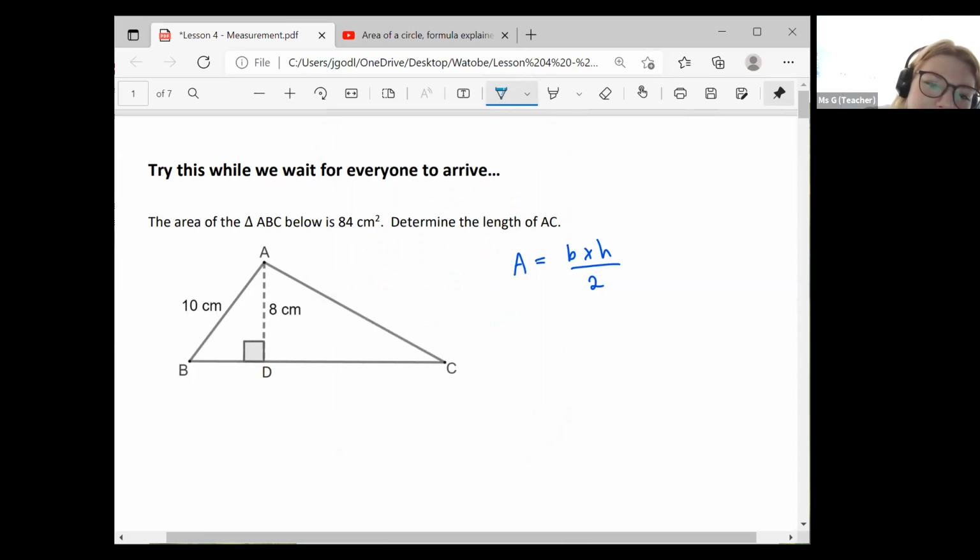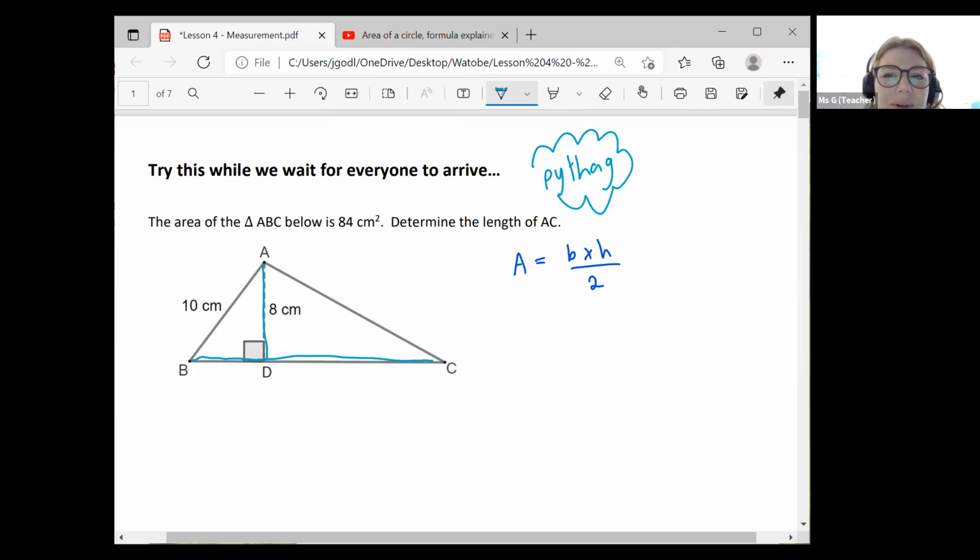One more hint: something that's definitely going to come into play in this question is some Pythagoras.